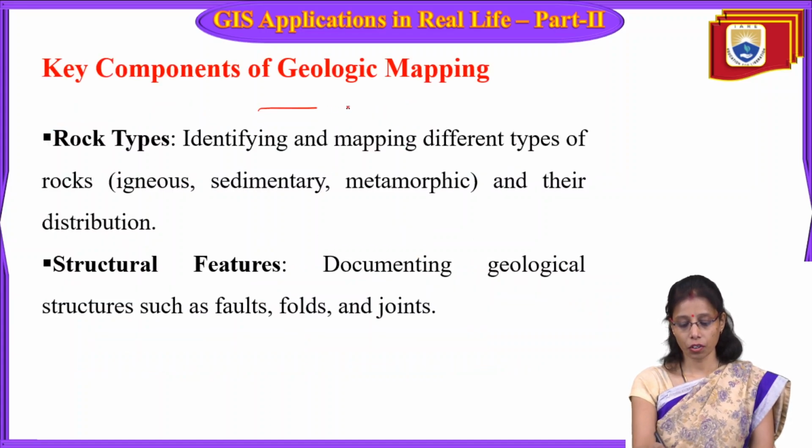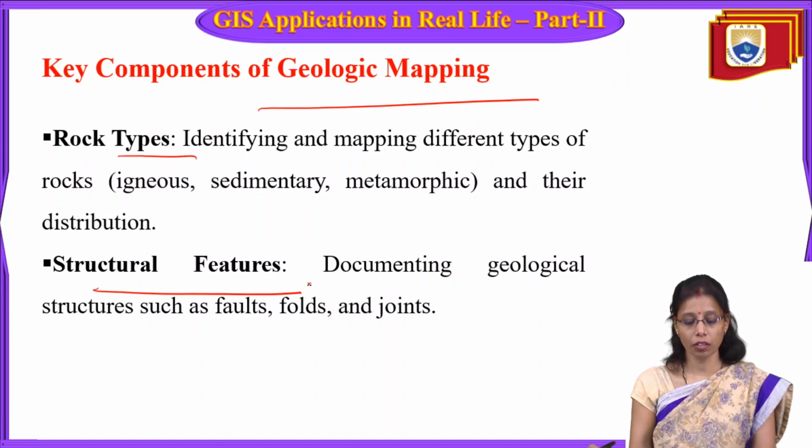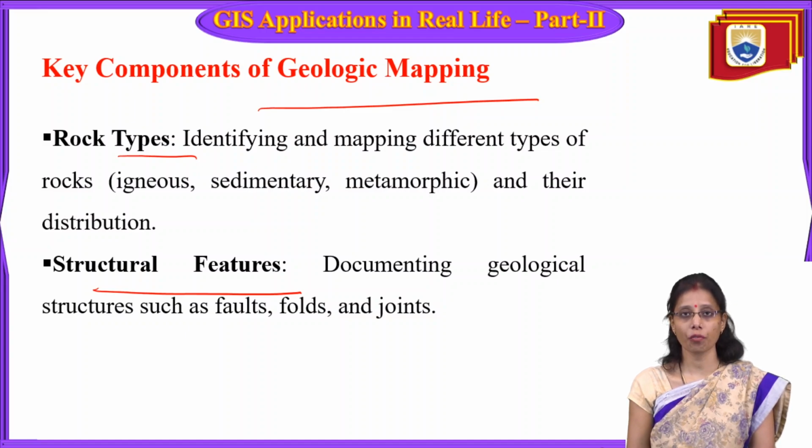So, key components of geological mapping. What are the key components? Rock types and structural features. So what is rock type? The type of the rock, to identify and map different types of rocks.